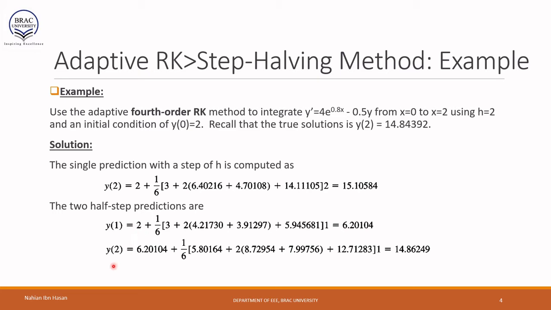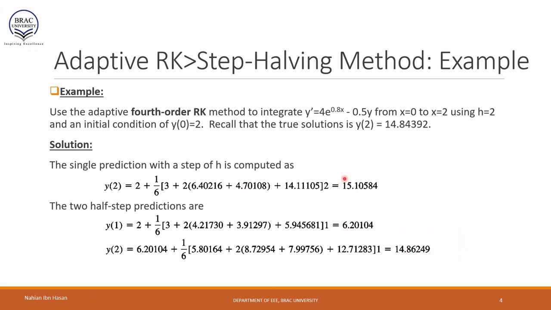Okay, now we are just going to use the value of y of 1, which is 6.20104, inside the value of y of 2. So this 6.20104 is used here in y of 2. In this way we are splitting the step size into 2 parts and then calculating the final result in 2 steps.